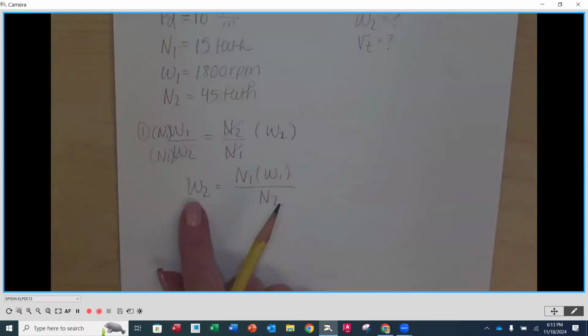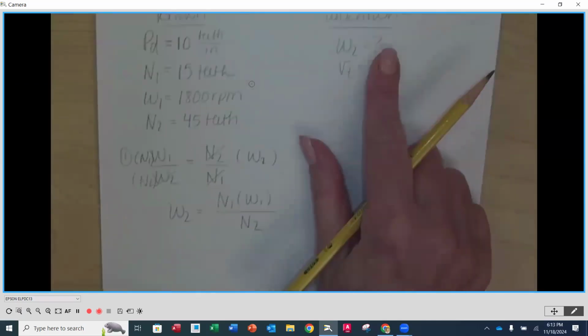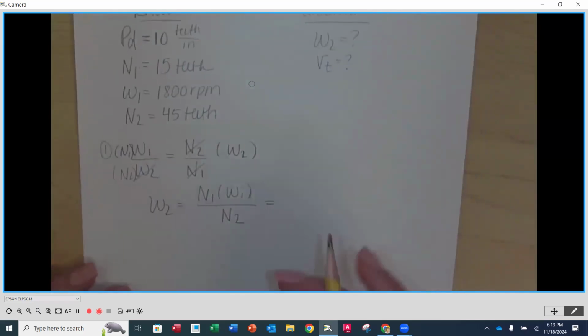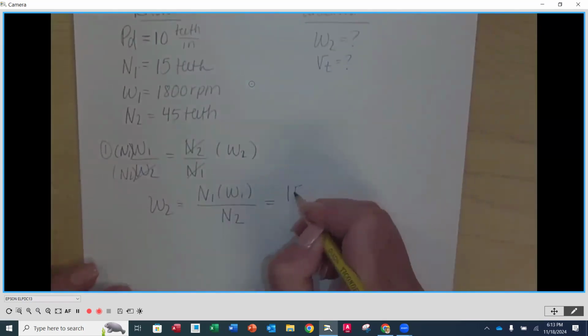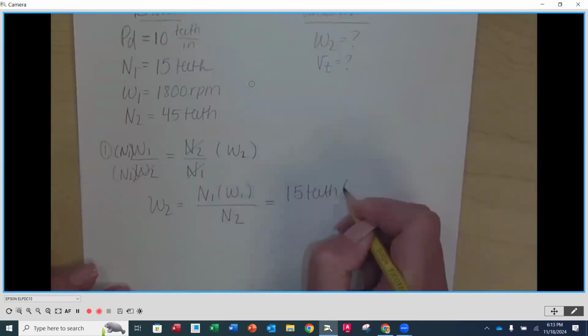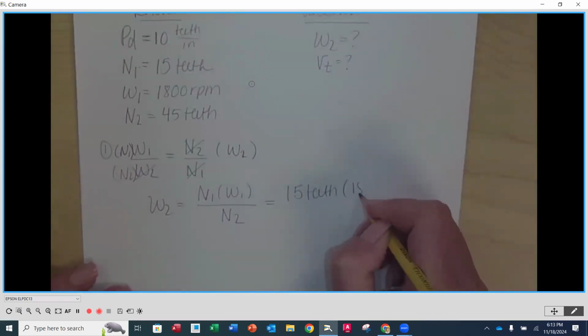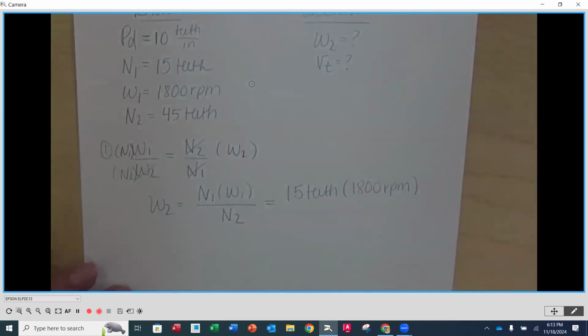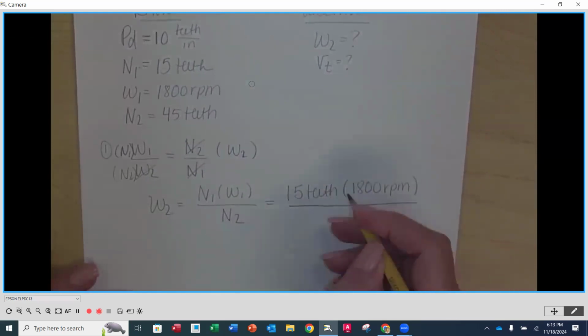Now that I have my W2 solved for, because that's what I've got to find, right? Now I can put my values in here. So I'm going to put my number of teeth for 1, which is going to be 15 teeth, times W1, which is 1800 RPMs. Now in this equation, we can leave the RPMs. We'll see why in just a little bit. We don't have to convert it. Divided by N2, which is 45 teeth, okay?